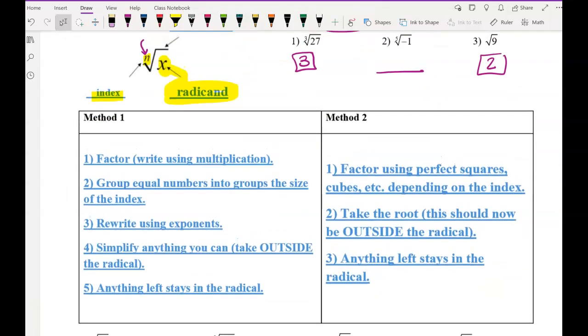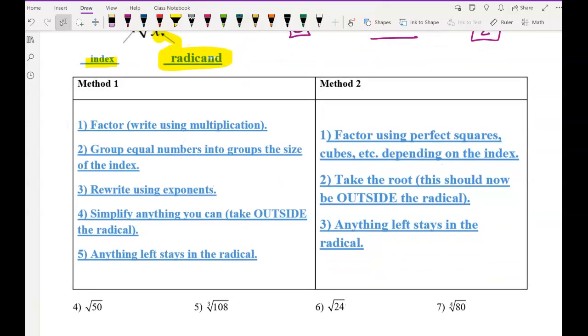Okay, so we have 2 ways, students, to simplify your radicals. First, factoring, right? As you can see, factoring is going to come up in every single lesson. So make sure we know how to factor and show up to office hours if you don't know how, so we can help you. Group equal numbers into groups the size of the index. So what that means is after you're done factoring, if it's a square root, we want to have groups of 2's. Okay, if it's a cube root, we want to have groups of 3's.